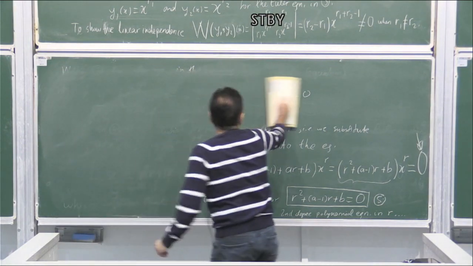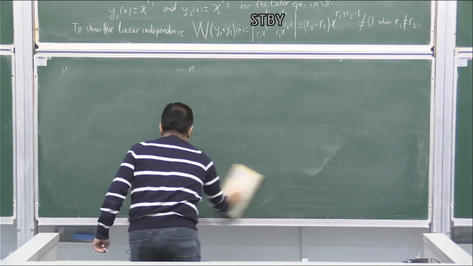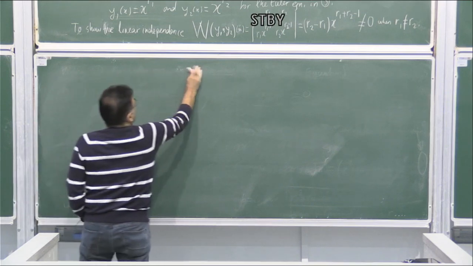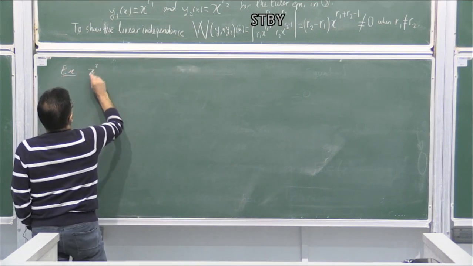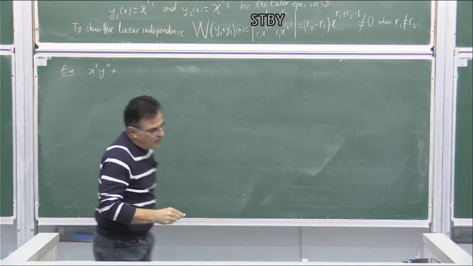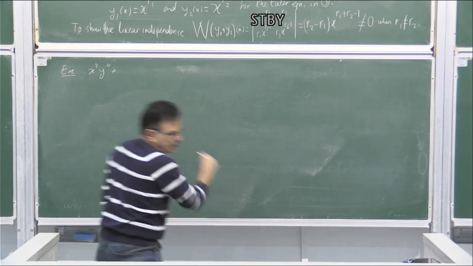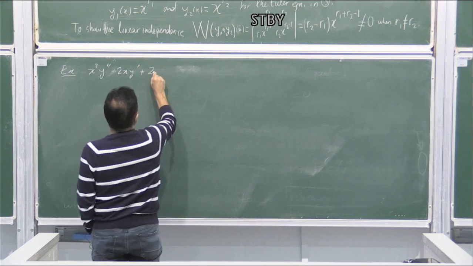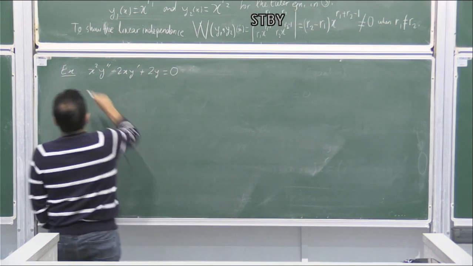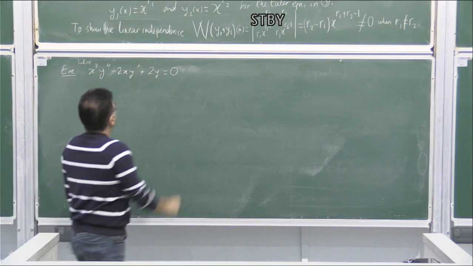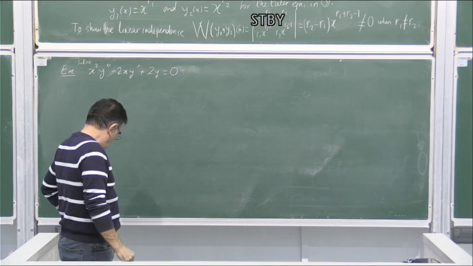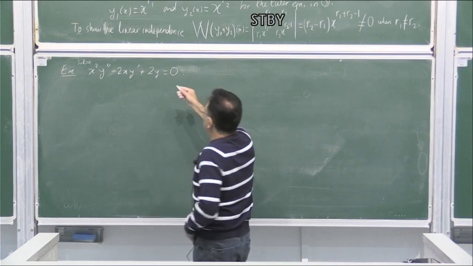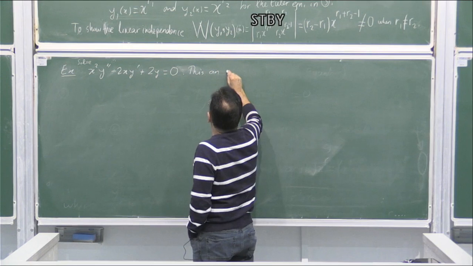Here is an example of the first case. Consider this equation: x squared y double prime minus 2x y prime plus 2y. So please be careful. When we identify an equation as an Euler ODE, it is unnecessary to memorize any formula. So this is an Euler ODE, this is an Euler equation.